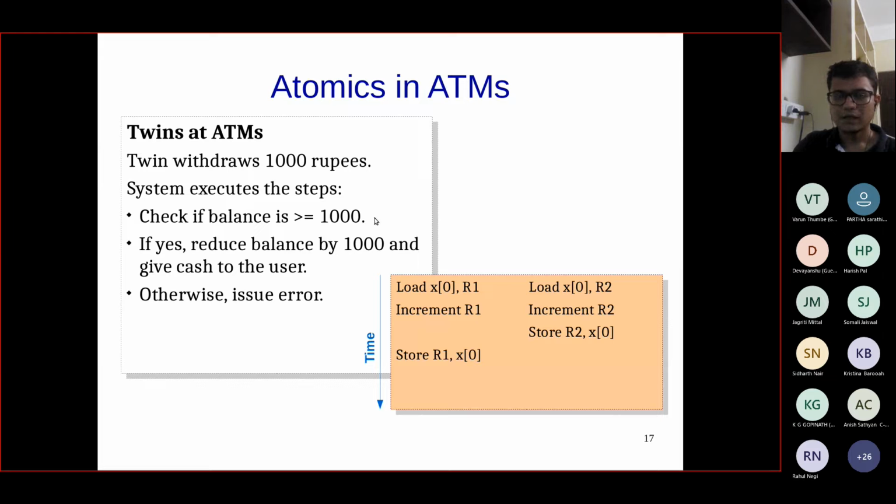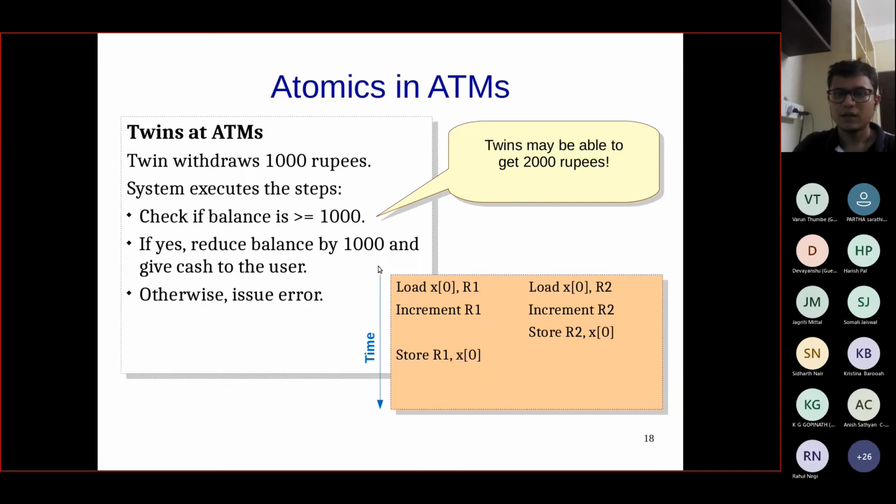Since both of them are doing it simultaneously, this check will pass for both of them. Then, since this is correct, the ATM machine will reduce the balance by 1,000 and give cash to the user. It might happen that if these two steps, checking the balance and reducing the balance and giving the cash to the user, are not done atomically, then the twin brothers or twin sisters who go to these ATM machines might get 2,000 rupees. But the balance of that joint account was just 1,000. So this is not okay, right?